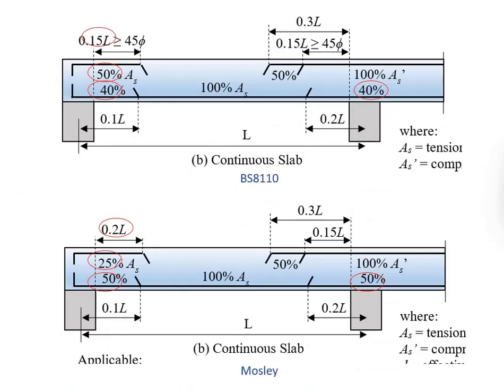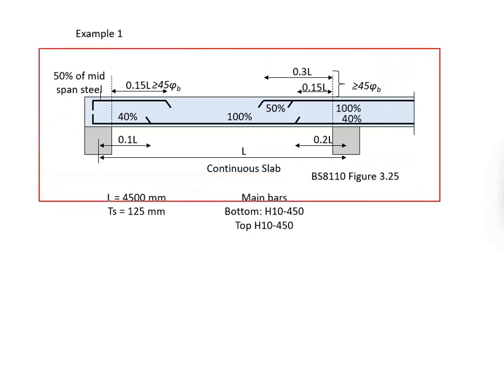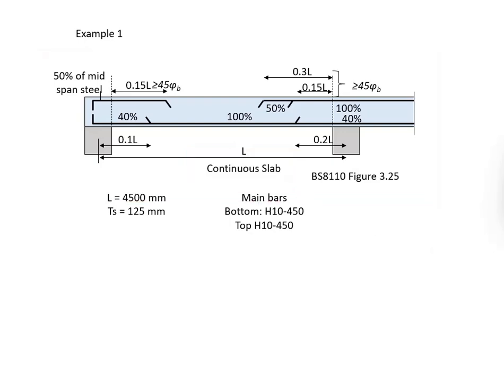Now, having seen the differences between the simplified rules of the British Standard and the Mosley reference, let us look into the example. In this example, we will use the British Standard, guiding us how to do the curtailments of the reinforcement bar in the continuous slab. We will try the Mosley method in the other example. Now, given the dimensions of the slab, the span is 4.5 meter, the thickness is 125 mm, and we are talking about the main bars.